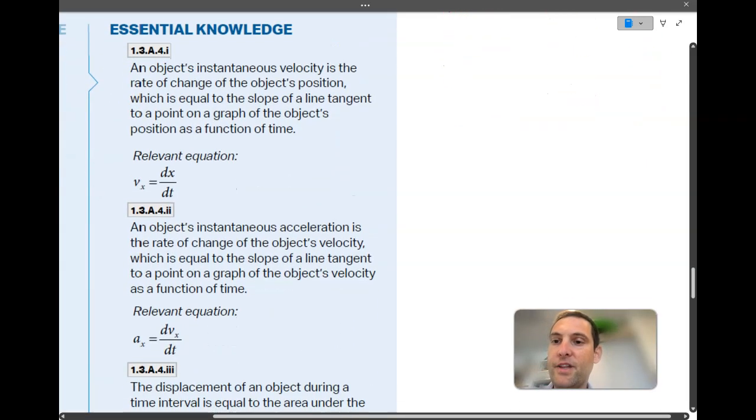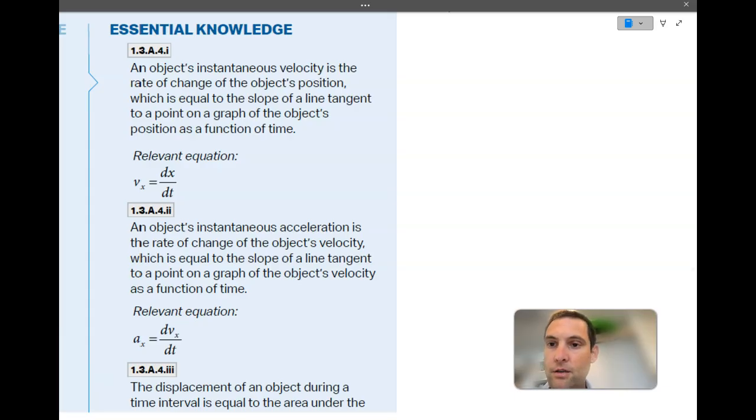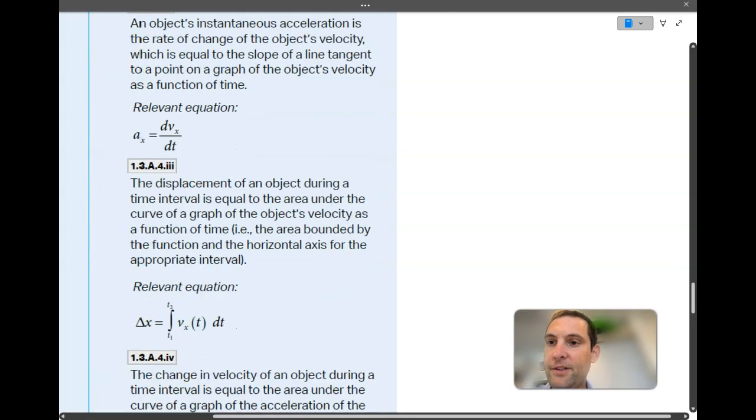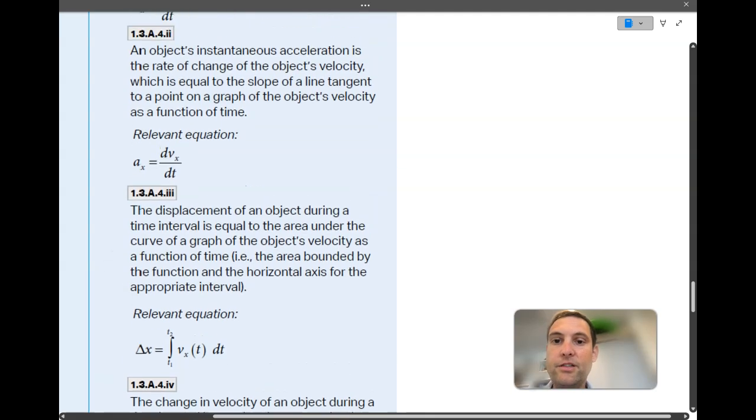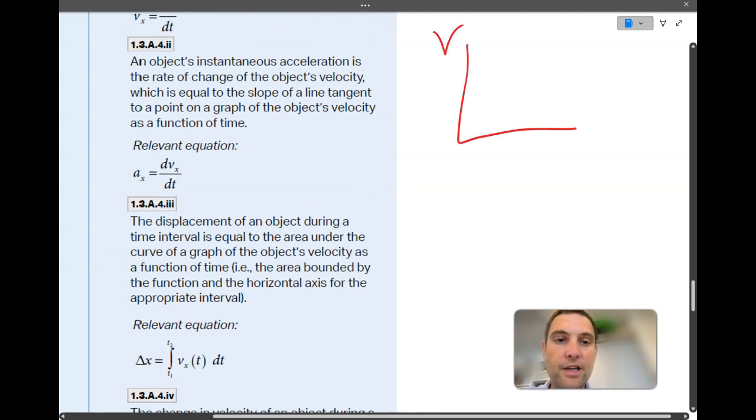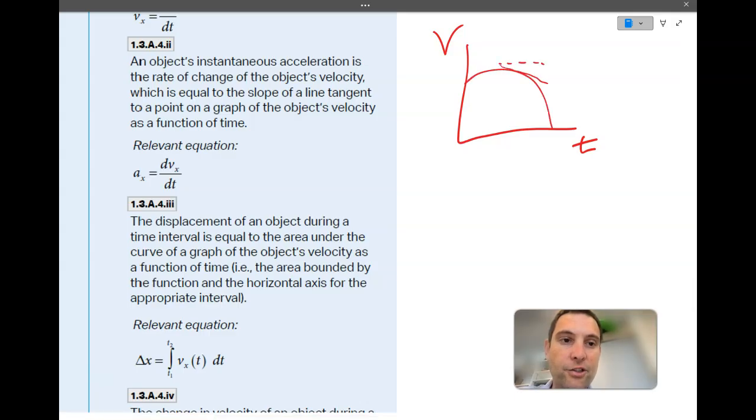An object's instantaneous velocity is the rate of change, which is equal to the slope of a tangent line. I feel like we've done that already, right? Yeah, we definitely did. Instantaneous acceleration is the slope of a line tangent to a velocity versus time graph. One more time, our tangent line, and we're going to take the slope of that, and that is going to be the change in v over the change in t. Here to here is my change in t. Here to here is my change in v, which is on my y-axis.